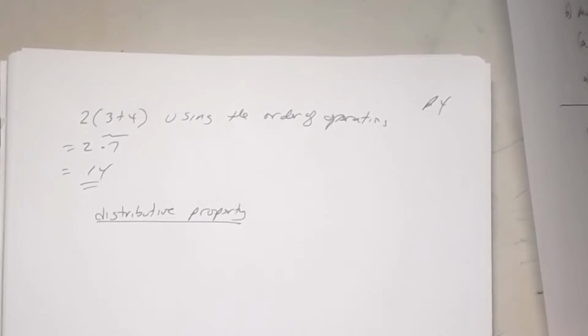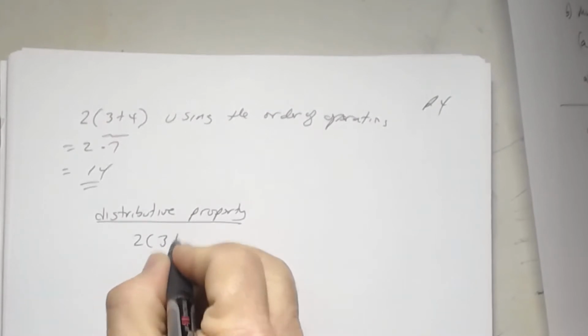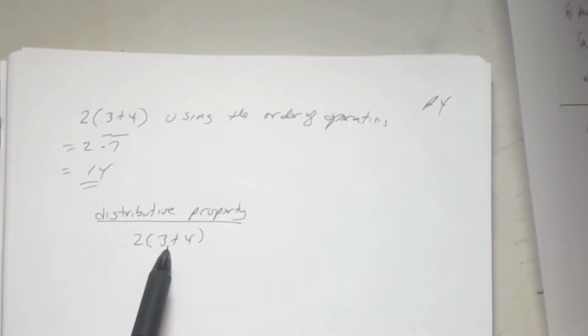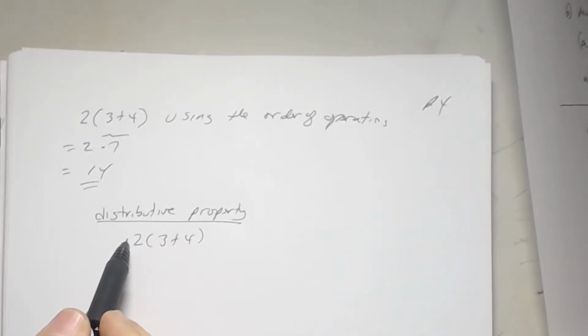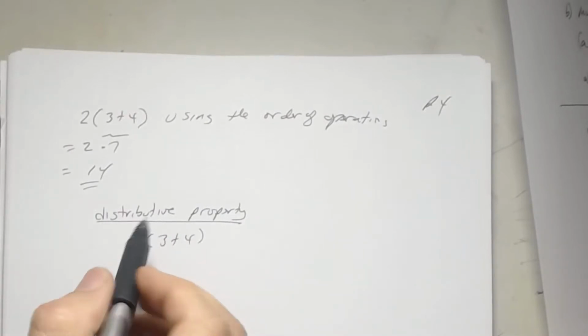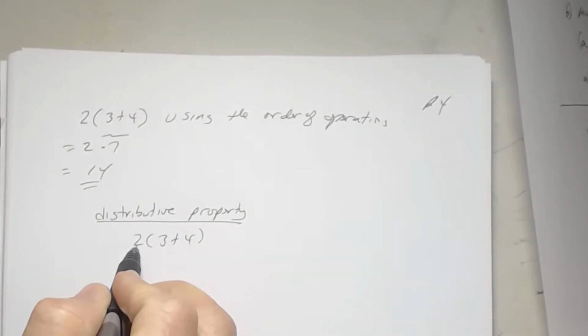The distributive property is basically where you're going to have something in front of a set of parentheses. Something like this. The operation inside the parentheses doesn't have to be addition, it could be subtraction, but here it is addition. What is this operation right here that I'm pointing to? Multiplication.